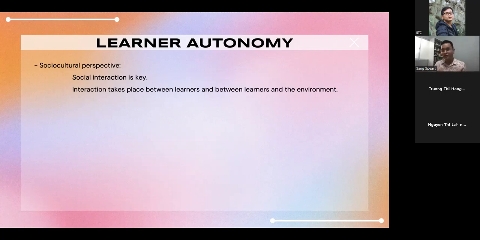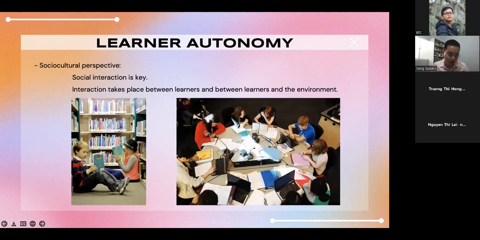They don't know how to interact with the text that they read, or they don't know how to share what they have read with their friends. Then that kind of environment, looking at autonomy through the technical perspective wouldn't be effective. So the social cultural perspective is something we should keep in mind when we want to create an environment to enhance or activate our learner autonomy as well. Social interaction is the key, with the environment and with the people surrounding them.